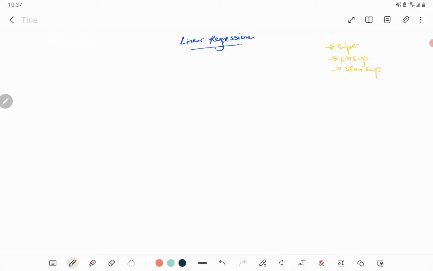Today we're going to talk about linear regression. Linear regression is a class of machine learning algorithms that is called supervised machine learning algorithms. Supervised machine learning algorithms are the ones where the model utilizes all the data points and their outputs to predict the unseen data, right?